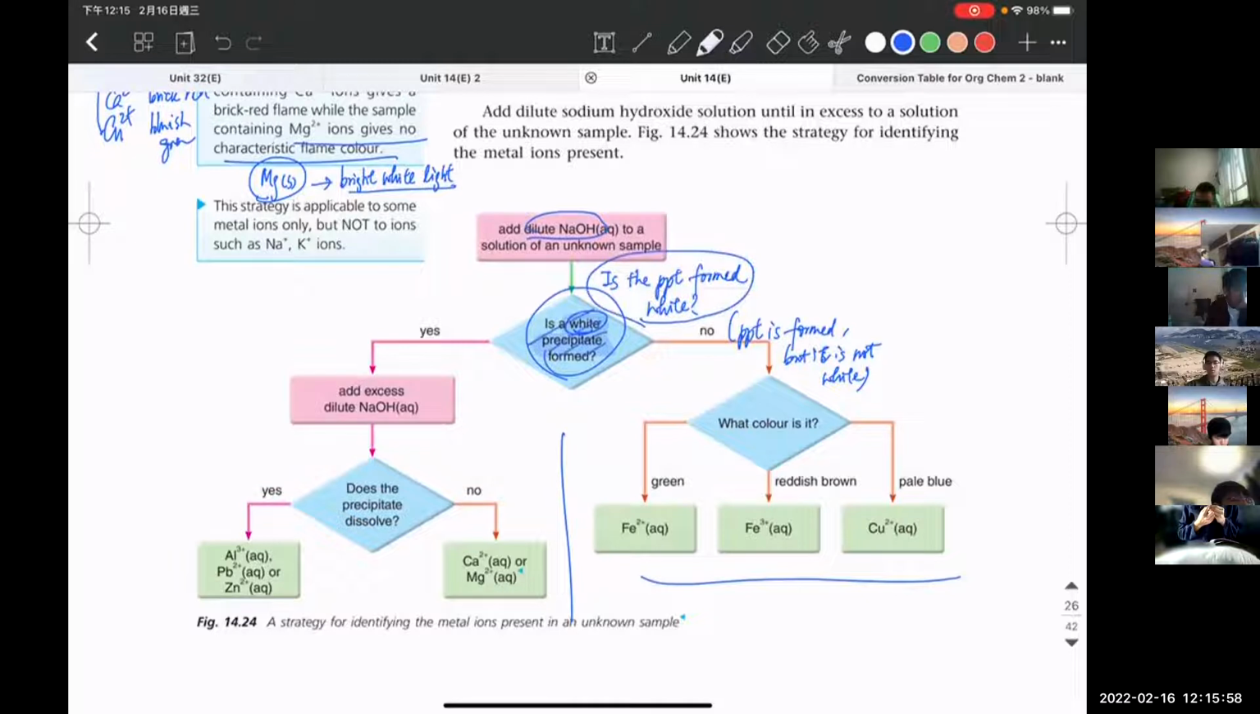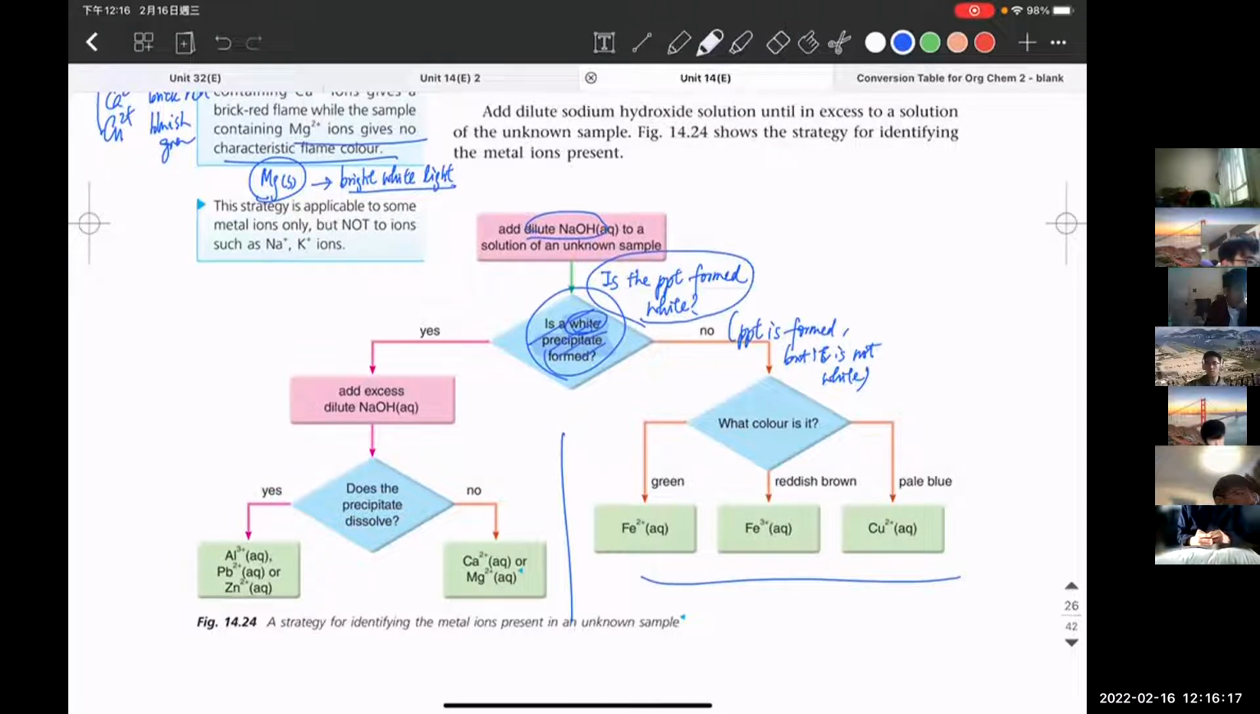Is the PPT formed white? The hidden message is what? If I add NaOH into all those samples, all will form a precipitate. Some of them are white, some of them are not, such that we can do a splitting. Can you get my point?